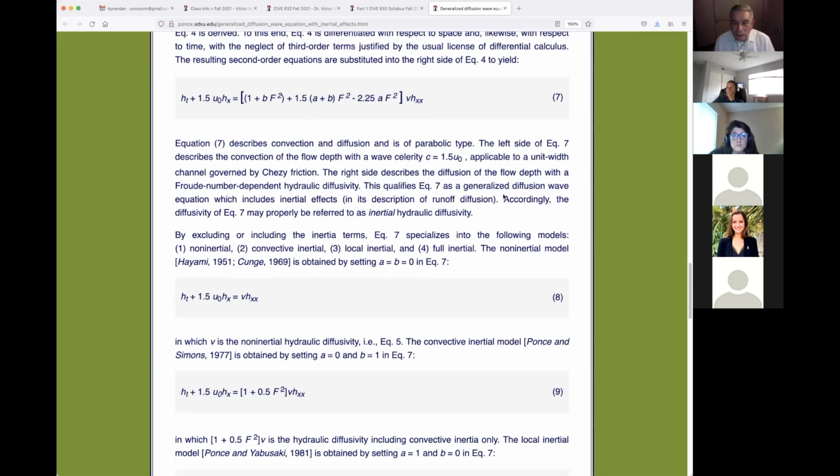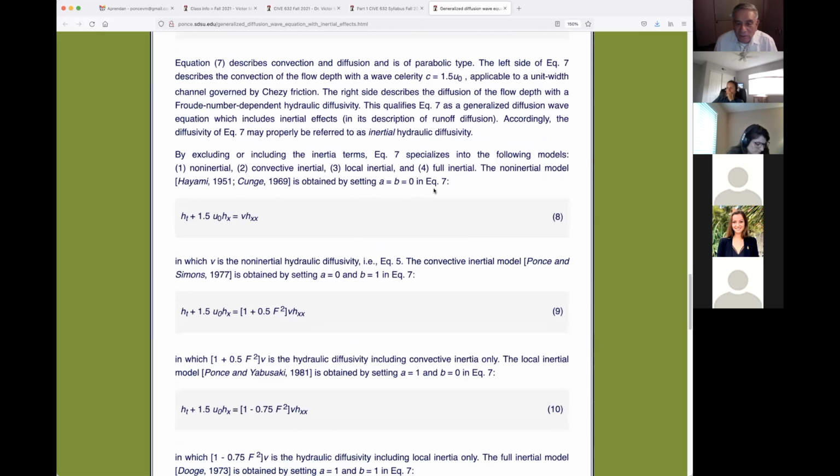Okay, so equation 7 qualifies as a generalized diffusion wave equation, which includes inertial effects in its description of runoff diffusion. Accordingly, the diffusivity of equation 7 may be properly referred to as inertial hydraulic diffusivity. So excluding or including the inertia terms, equation 7 specializes into the following models: non-inertial, convective inertial, local inertial, and full inertial. So the non-inertial model of Hayami and Kuntz is obtained by setting A equal B equals 0.